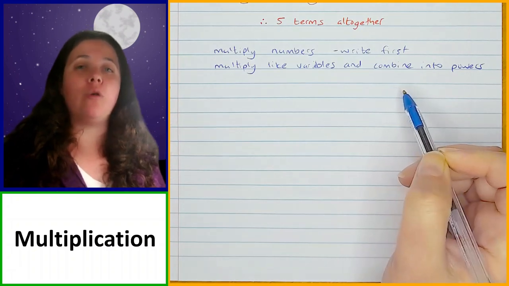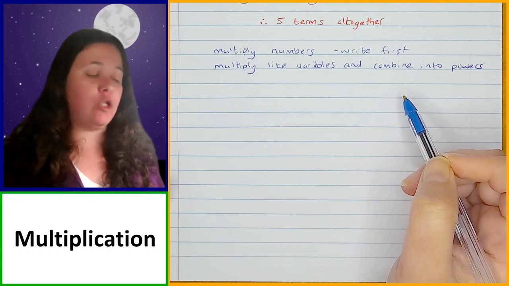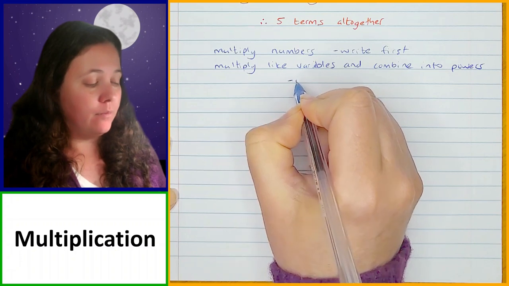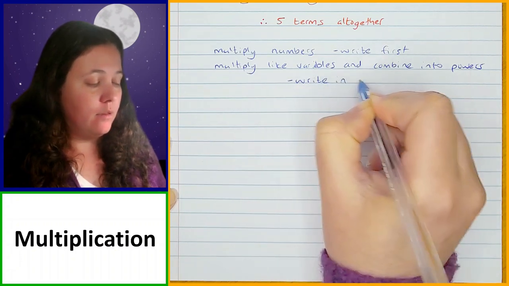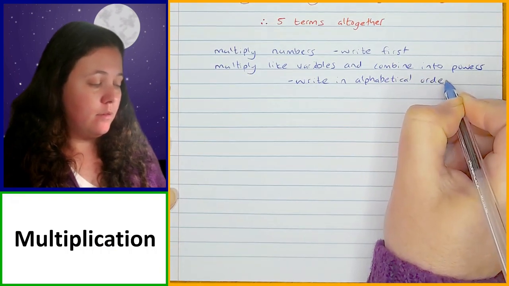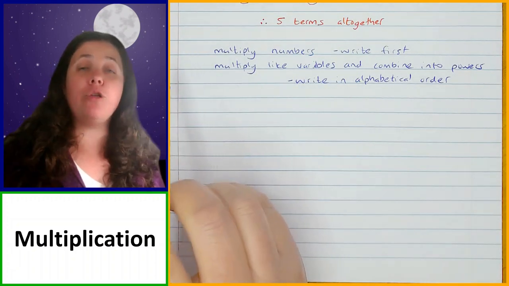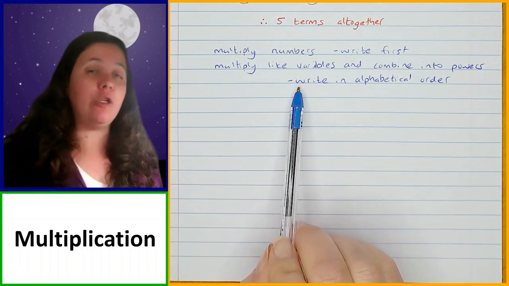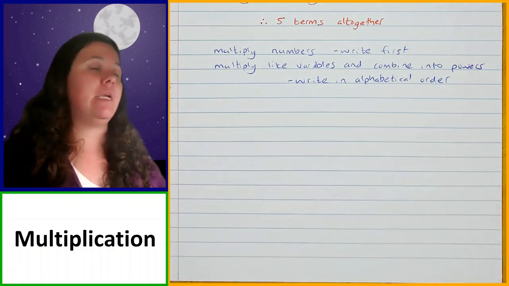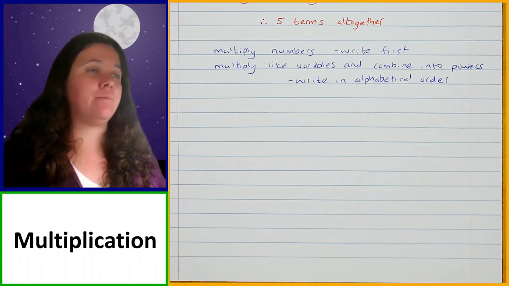Okay, so you combine all the A's into one power, you combine all the B's into one power, you combine all the C's into one power, and so on. And then we write them in alphabetical order. Okay, so when we are doing multiplication in algebra, we do the numbers first, and then we do the variables in alphabetical order. That's just kind of like good manners in maths, to write it in alphabetical order like that. Okay, so let's have a look at our first example over here.